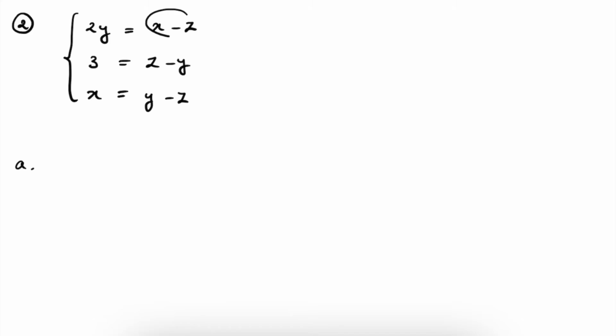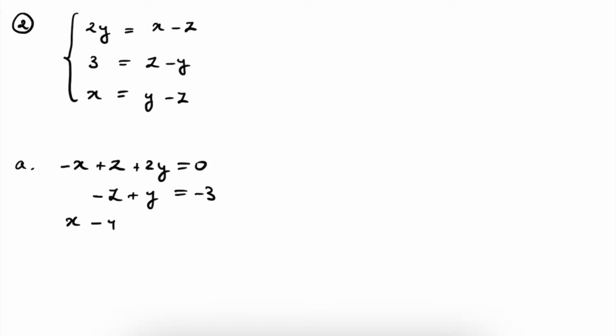For the first equation, we move this x and minus z to the other side. So we have minus x plus z plus 2y is equal to 0. For the second equation, we move this z minus y to the left-hand side and this 3 to the right-hand side. So we get minus z plus y on the left-hand side and minus 3 on the right-hand side. And again, for the last equation, we move the y minus z to the left-hand side and we get x minus y plus z is equal to 0.